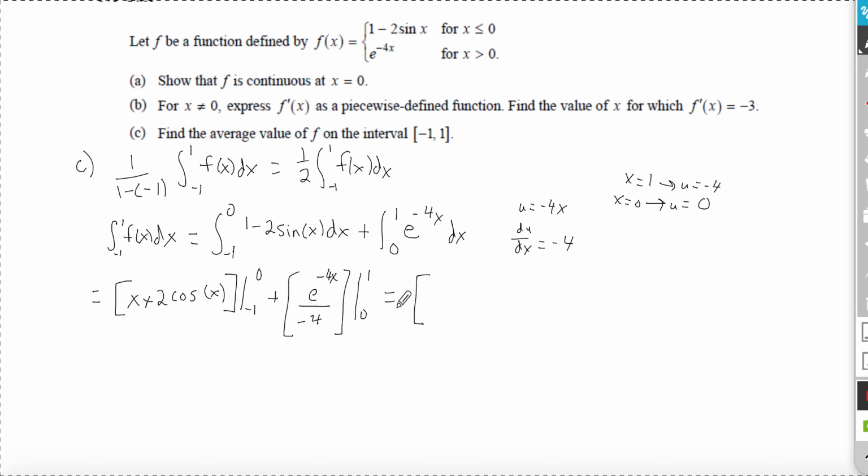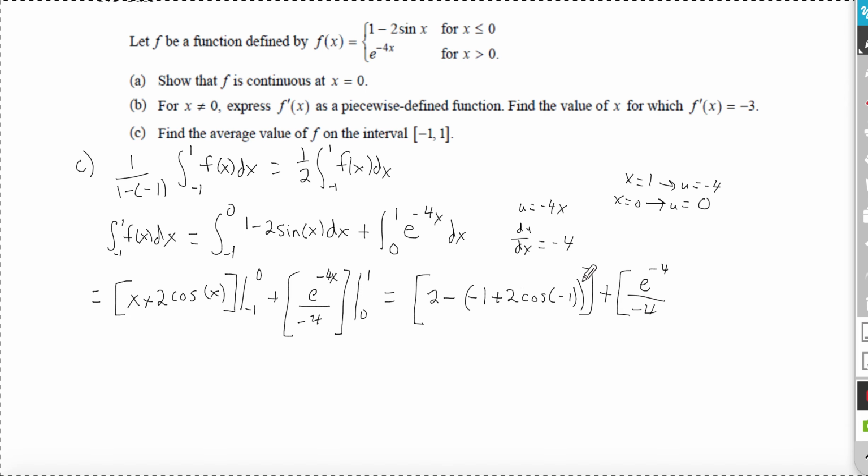So this would be, when I plug in 0, 0 plus 2 cosine of 0. Cosine of 0 is 1, so that's 2, minus what I get when I plug in negative 1. So that'd be negative 1 plus 2 cosine of negative 1. And then I would add what I get when I plug in 1 up here. So that'd be e to the negative 4 divided by negative 4.